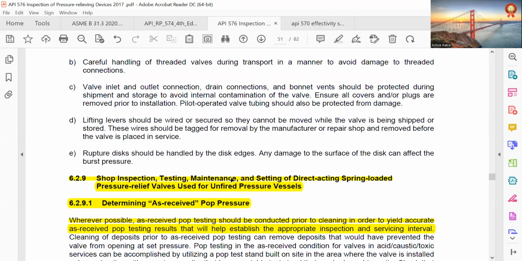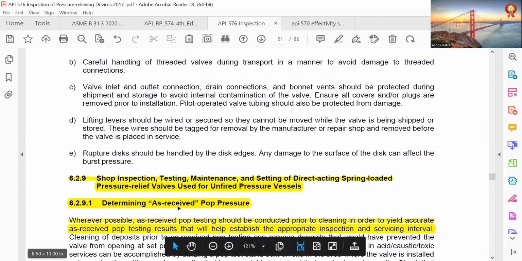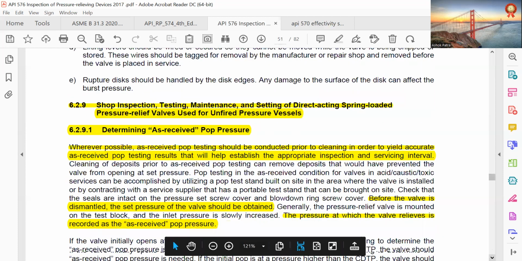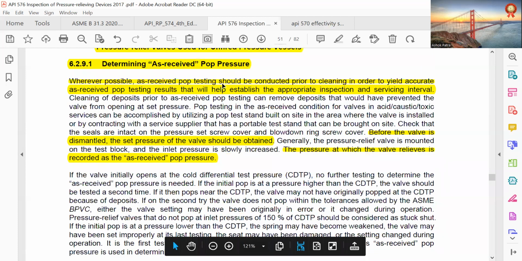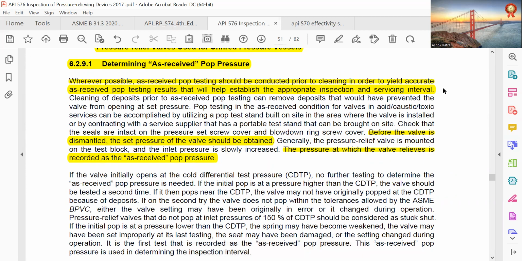SOP inspection, testing, maintenance, and setting of direct acting spring-loaded pressure relief valves used for unfired pressure vessels. Determining as received pop pressure. Whenever possible, as received pop testing should be conducted prior to cleaning in order to yield accurate as received pop testing results that will help establish the appropriate inspection and servicing interval.